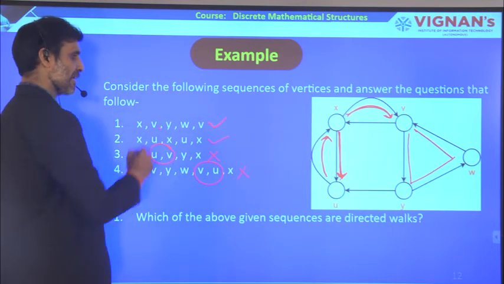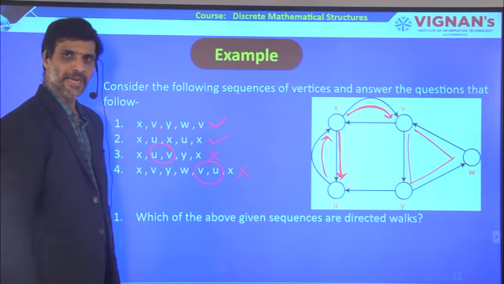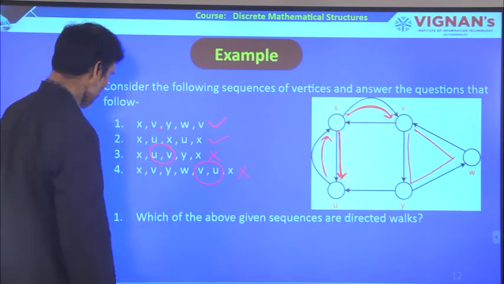So these two are directed walks and these two are not directed walks, in the given sequences. Now coming to the next one.